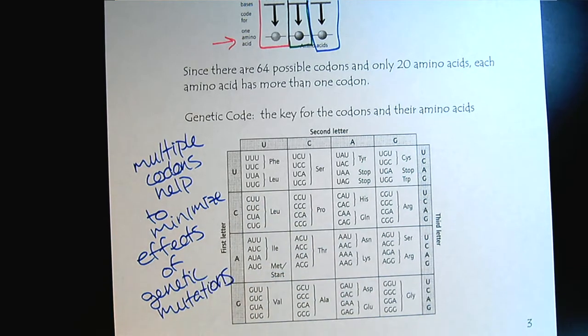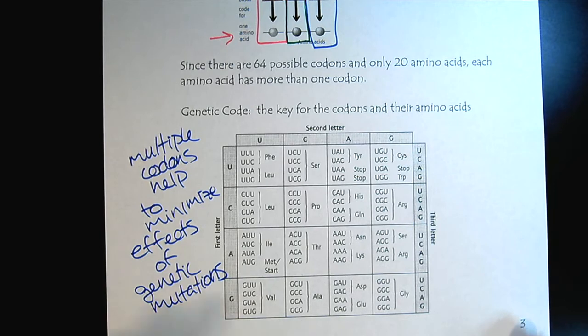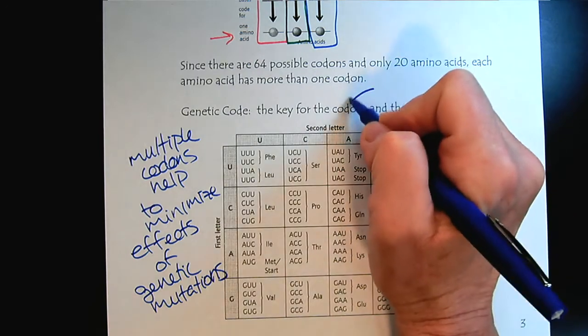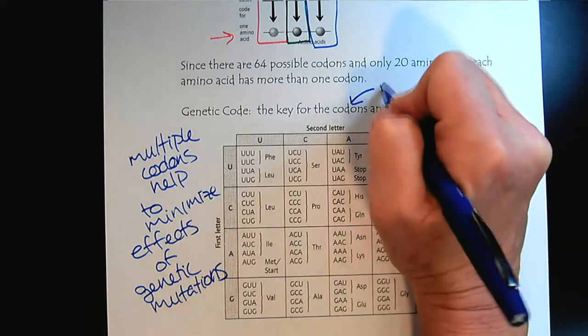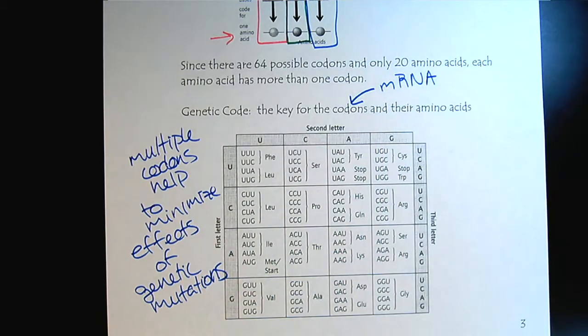Okay, this chart we're going to come back to, but we need to go a little bit further into the story. The main thing to think about is when you hear the word codon, you're always thinking about messenger RNA. Now let's bring this all together to see how we synthesize proteins.